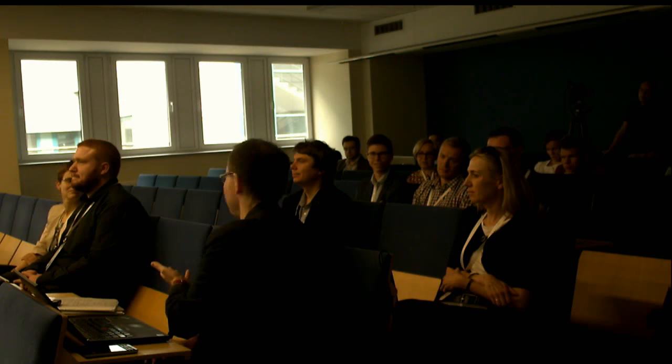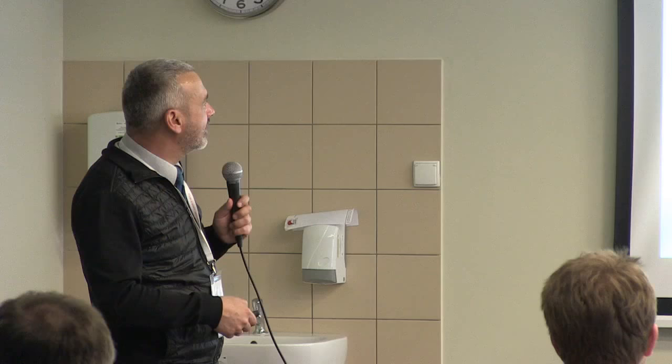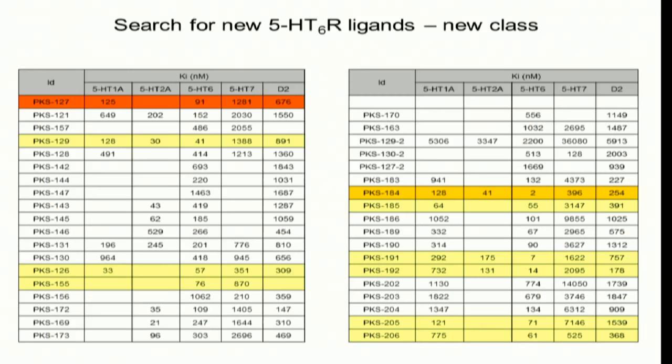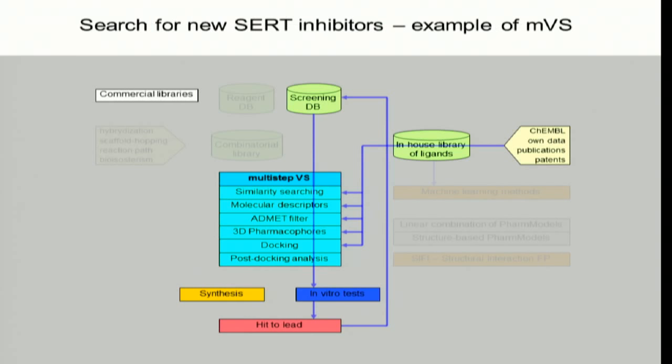Anyway, we developed another compound group from this virtual screening study, and we found pretty nice 5-HT6 affinity. We started from 91 and optimized, obtaining compounds with 2 nanomolar activity. Quite a nice group, which was developed in one of our projects. Since I'm running out of time, I will only show you another example.